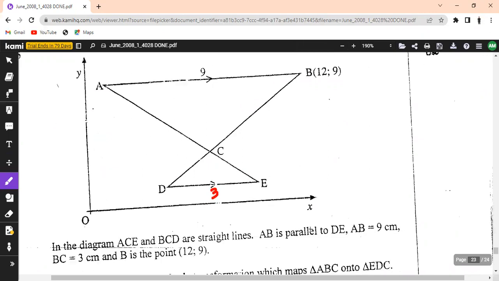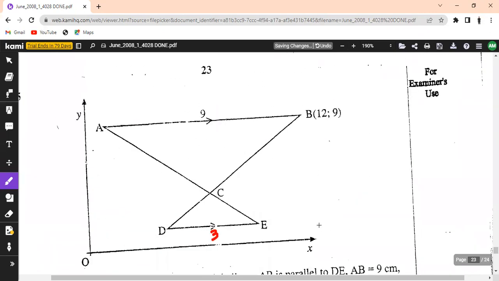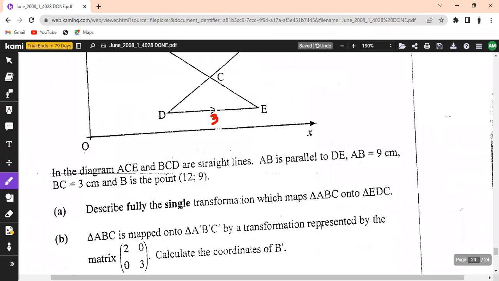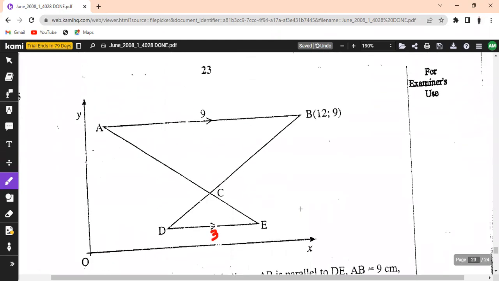All right, so here we are given a diagram where we are given the parallel lines, the points and so forth. And the question is to describe fully the single transformation which maps ABC onto EDC. Okay, this is EDC. So this is your ABC, which is this bigger triangle, onto this.